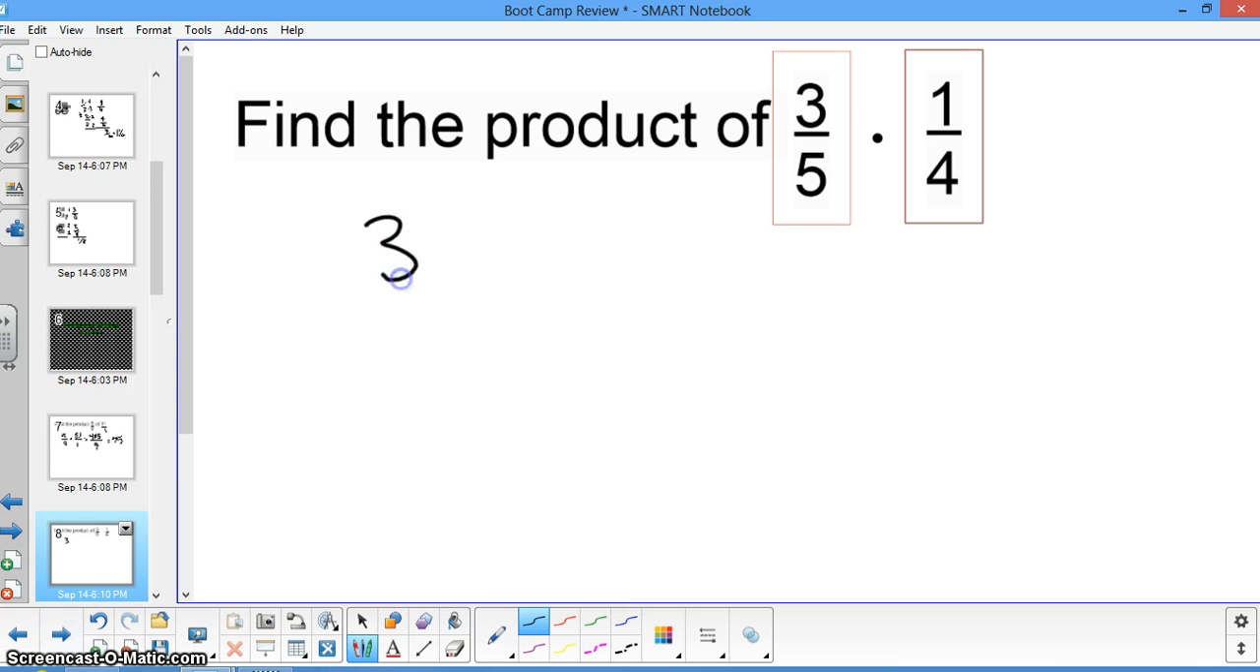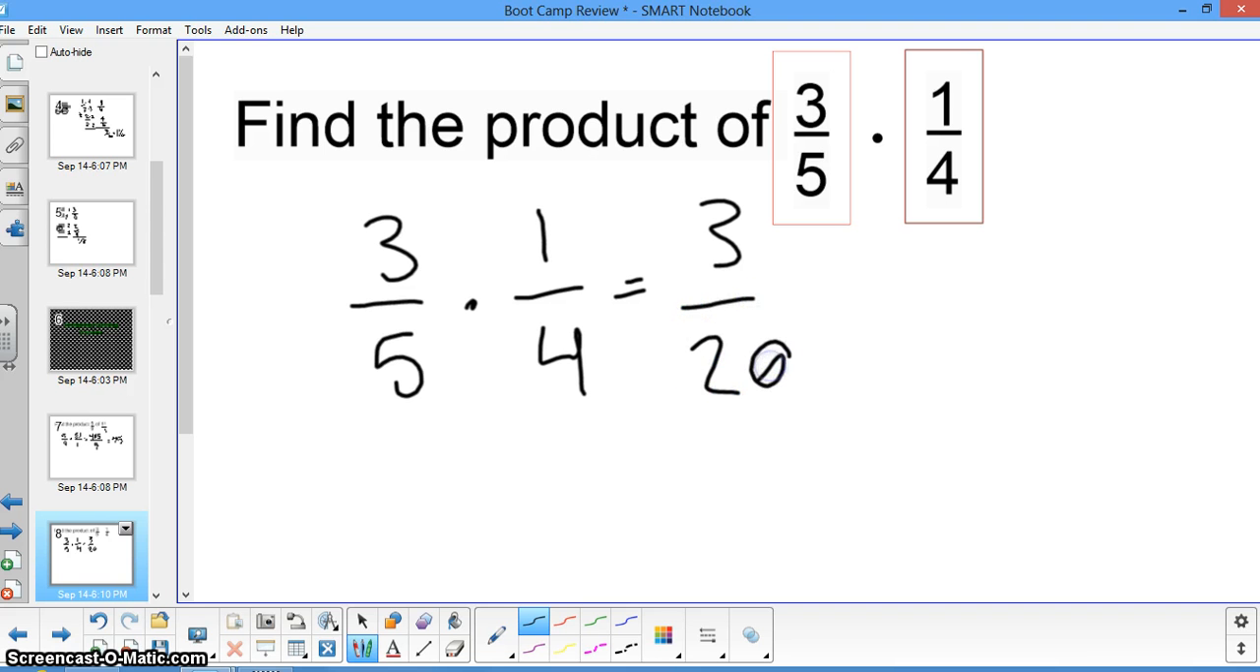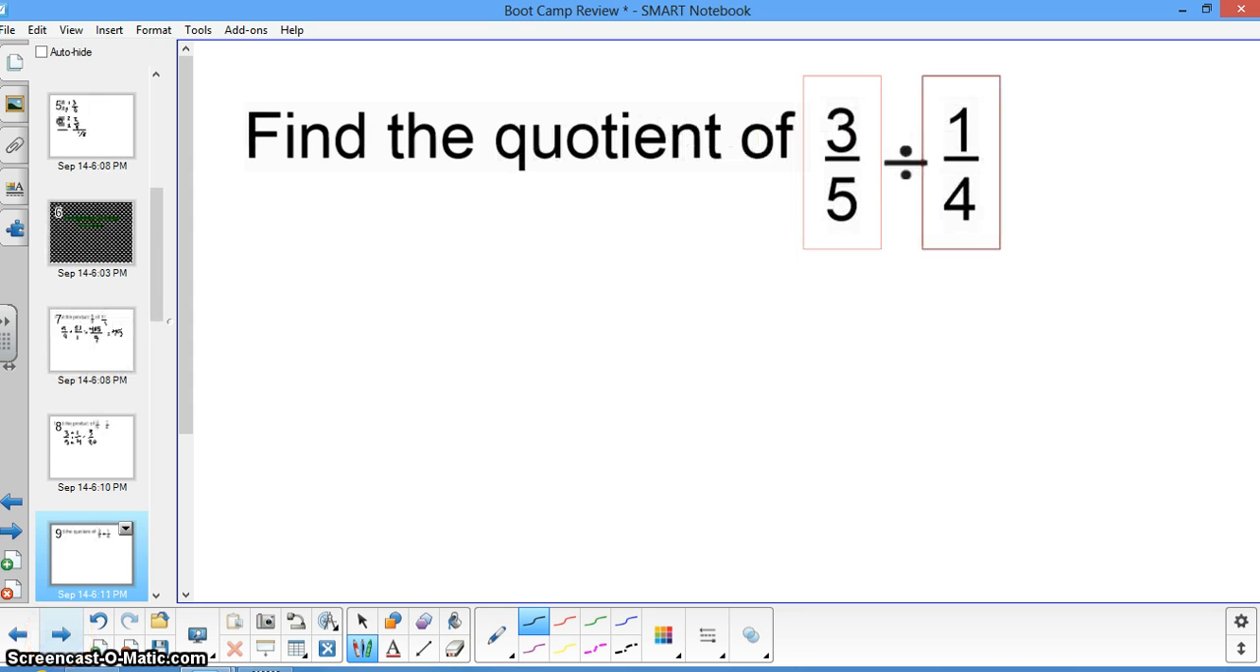Here's one where it already has a denominator, so again, just multiply straight across. 3 times 1 is 3, 5 times 4 is 20. In this case, it says find the quotient, which means divide.